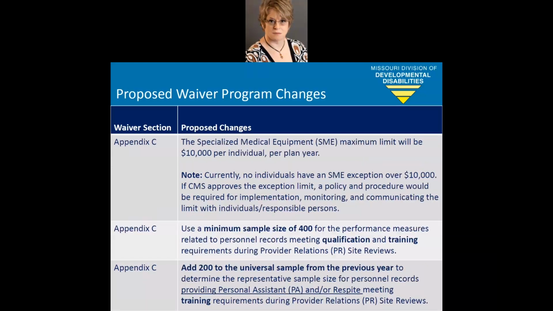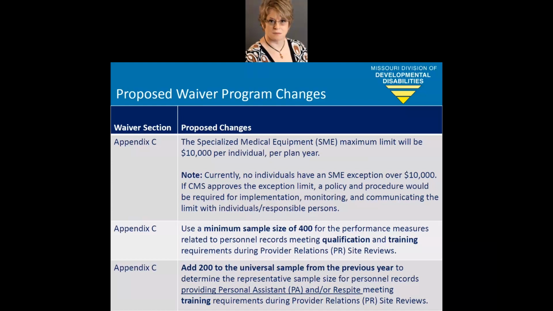The division's specialized medical equipment limit is currently $7,500 per person-centered service plan year. However, if the individual's needs cannot be met within that $7,500 limit, and all other funding sources have been explored and exhausted, an exception may be approved. At this time, there is no exception limit. The division proposes setting the exception limit at $10,000. At this time, no individual authorizations exceed $10,000. Therefore, the health and welfare of individuals will not be impacted.